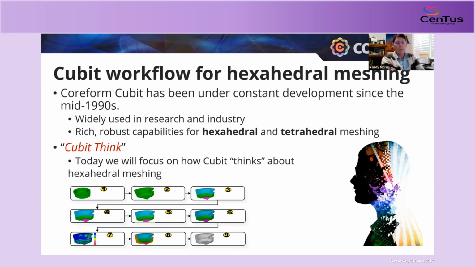Today we're going to focus on the hex meshing workflow. There are other workflows available all in Cubit, but we're going to focus on hex meshing. It's been under constant development since the mid-1990s. Some of you know the history, some of you do not, but it's a code that is well tested, not without bugs. There are so many cases out there, but it's been employed and deployed in many challenging situations throughout the world.